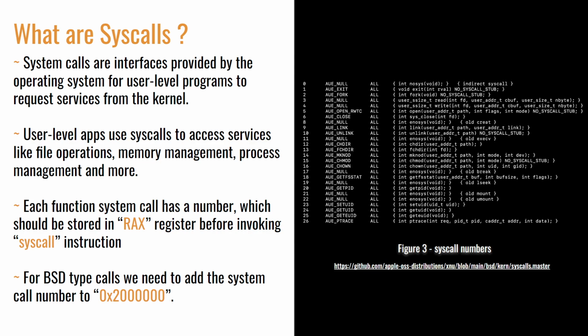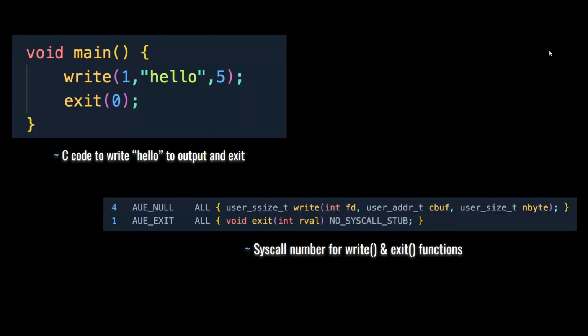In figure 3, we have syscall numbers for various functions, which are retrieved from the syscalls.master file from the XNU source code. Also, please note that these system call numbers are for BSD type calls, so we need to add the system call number to the following hexadecimal string represented in this slide. Next, we'll be writing assembly instructions for the following C code, which invokes the write function, which writes hello to the output, and then exits with the code 0. The syscall numbers for these functions are represented here: write is 4 and exit is 1.